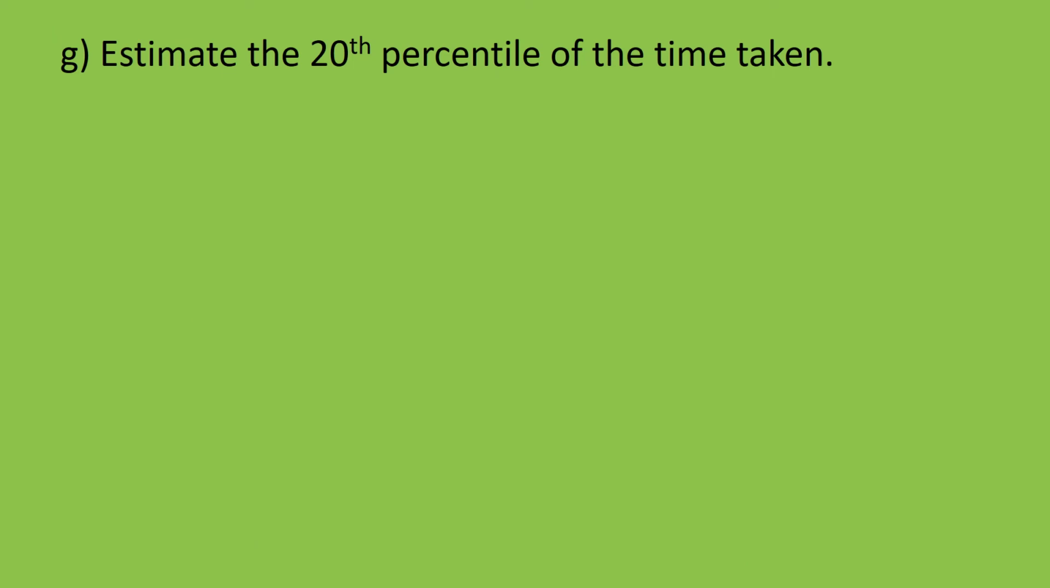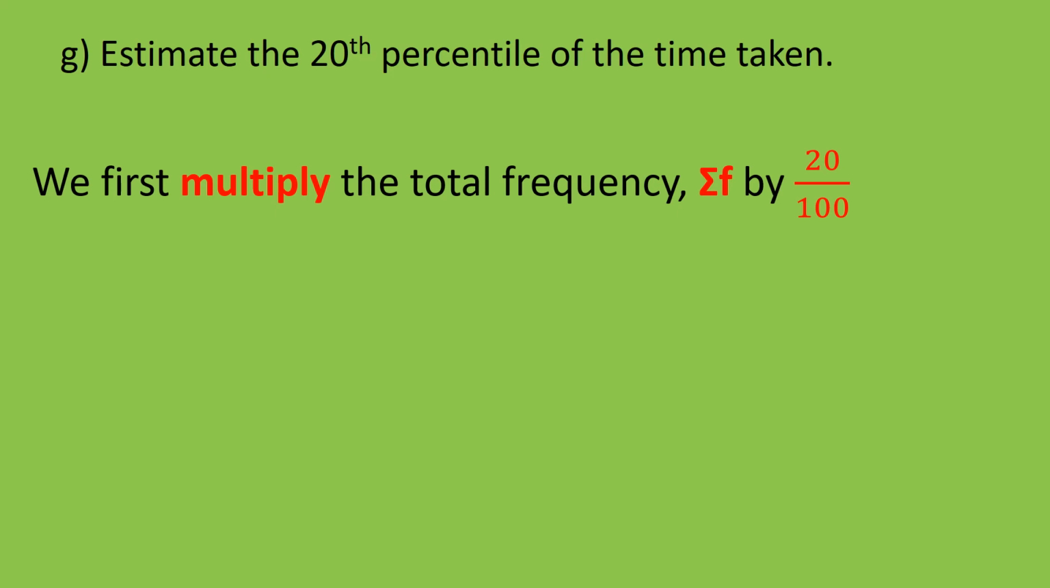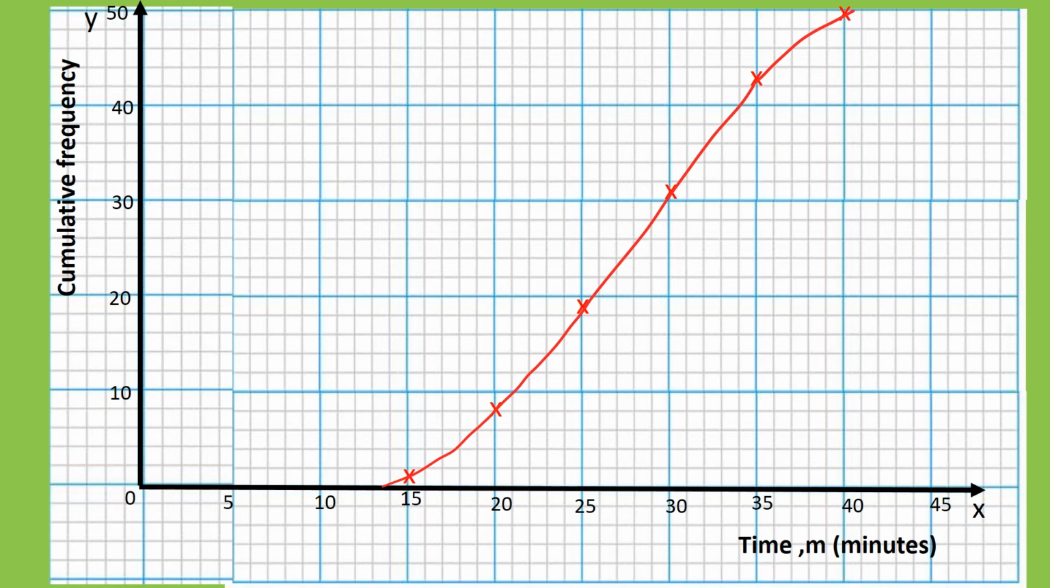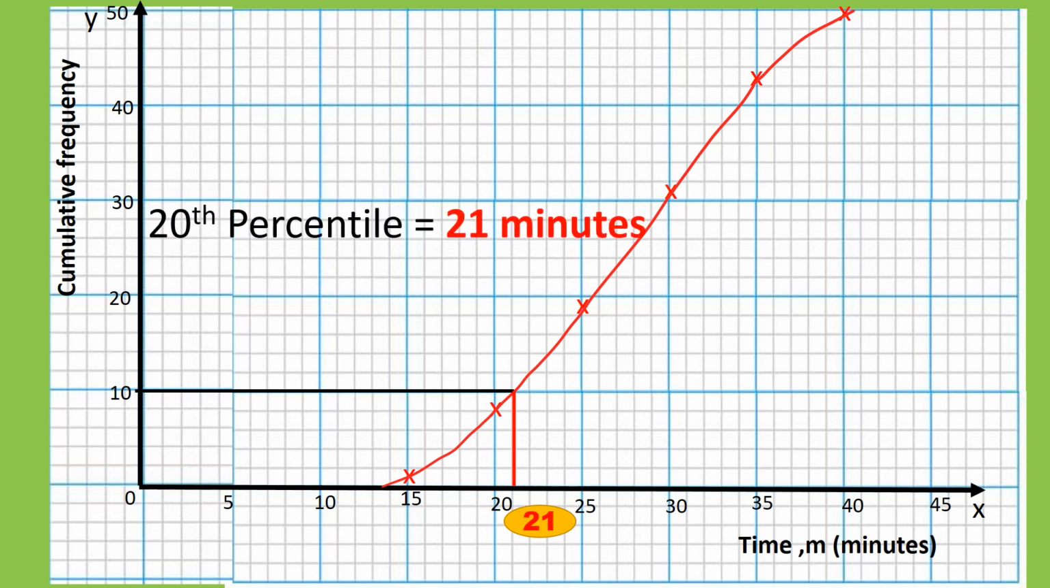Question G. Estimate the 20th percentile of the time taken. We first multiply the total frequency by 20 over 100. This implies that 20 over 100 times 50 gives us 10. Then on our graph, we identify 10 on the y-axis. As usual, we draw a line towards the curve and then drop downwards. Then we read this value. It's going to be 21. Then declare that the 20th percentile is 21 minutes.